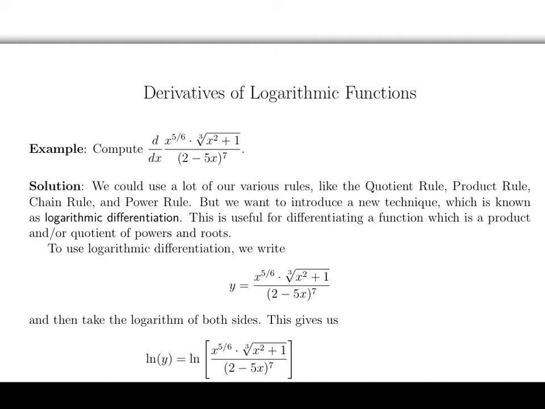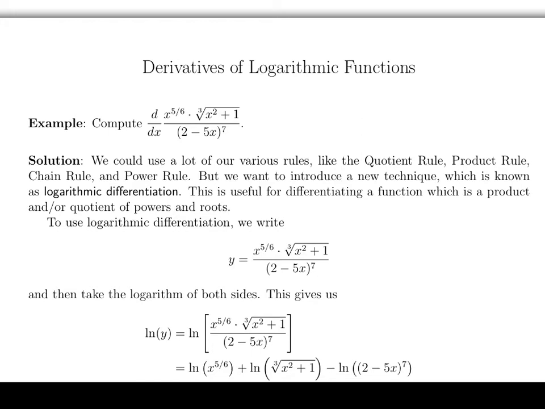Now we're going to try to simplify. And we're going to use all of these properties of logarithms that we talked about previously. We've got products, we've got quotients, we've got powers, so we can use those properties to simplify. So let's see what we have after simplification. That product in the numerator turns into log of x to the 5/6 plus log of the cube root of x squared plus 1. But then we have to subtract off the log of what's in the denominator.